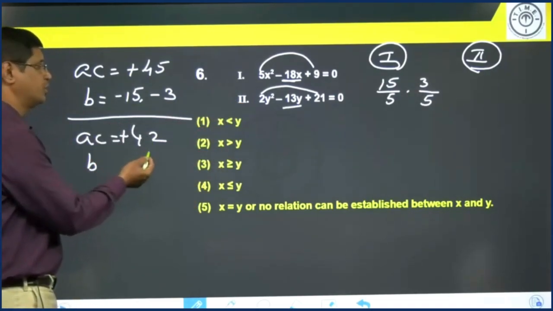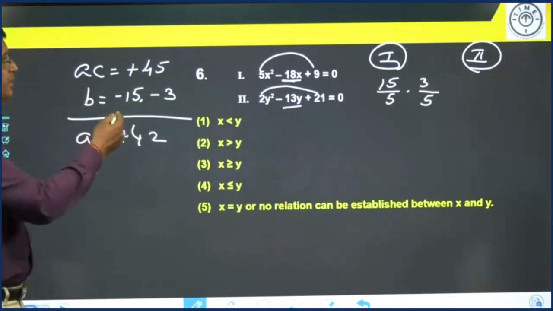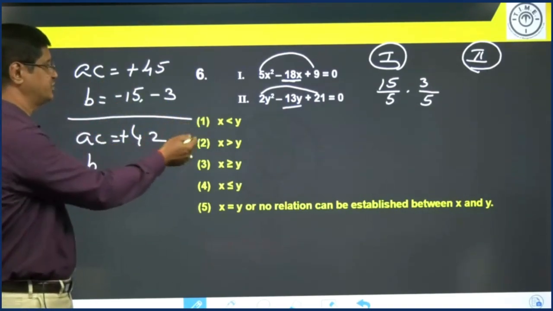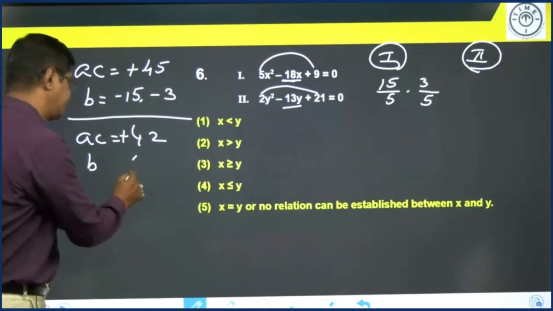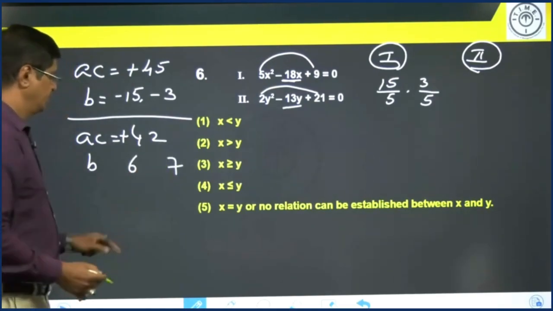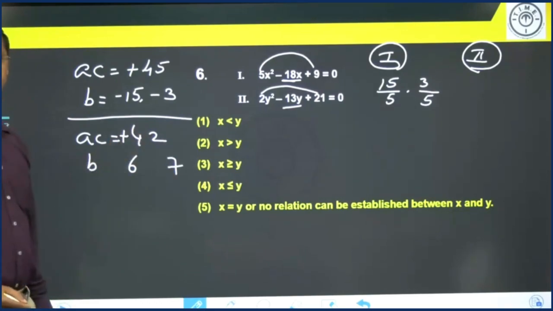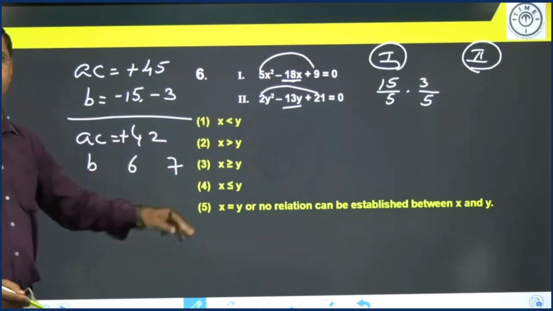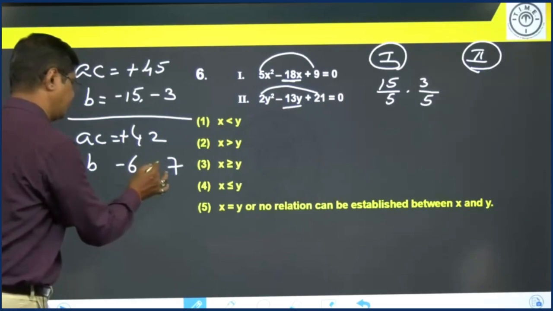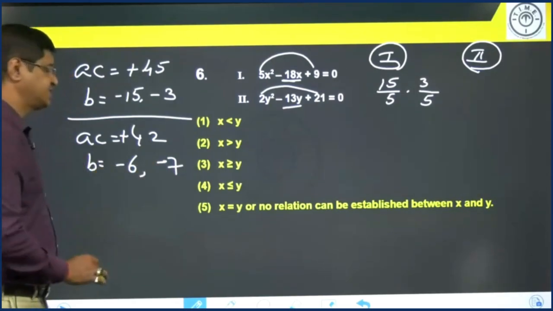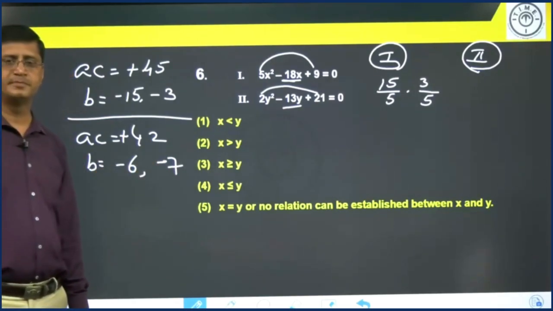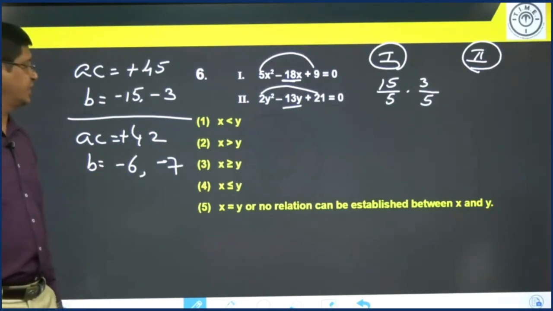So what are the possibilities? What are the possible factors which satisfy this? Here, 6 and 7. 6 into 7 is equal to 42. 6 plus 7 is equal to 13. So minus 13 is given. So the factors are minus 6 and minus 7. Minus 6 and minus 7 are the factors.